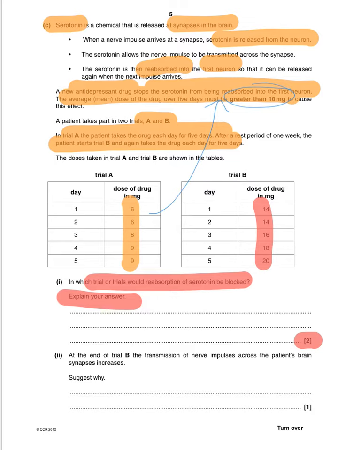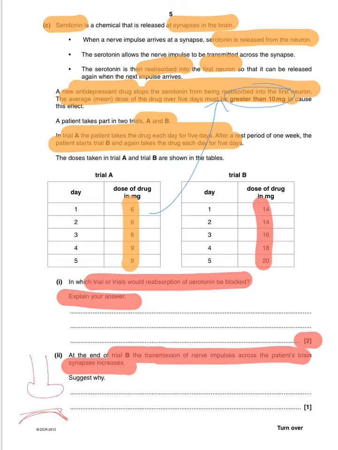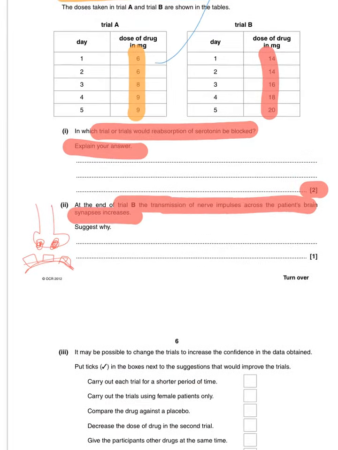And then it says, at the end of trial B, the transmission of nerve impulse across the patient's brain synapses increases. Suggest why. Well, we've got to link that back to serotonin, so maybe we're thinking about drawing a little diagram there if you're not sure. And remember, these would be blocked. So you've got to think about what effect that would have on the concentration of serotonin and the effect.